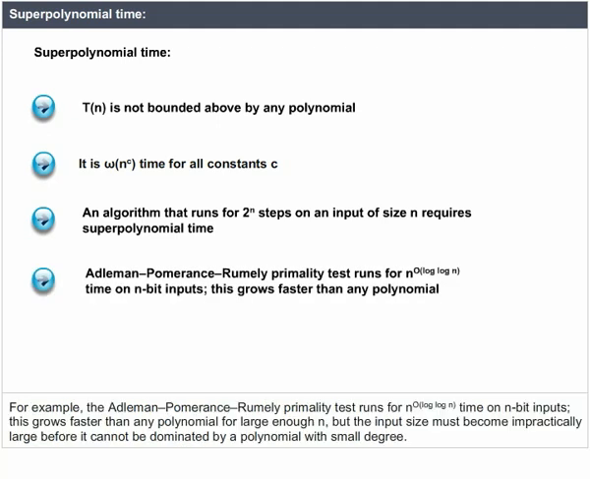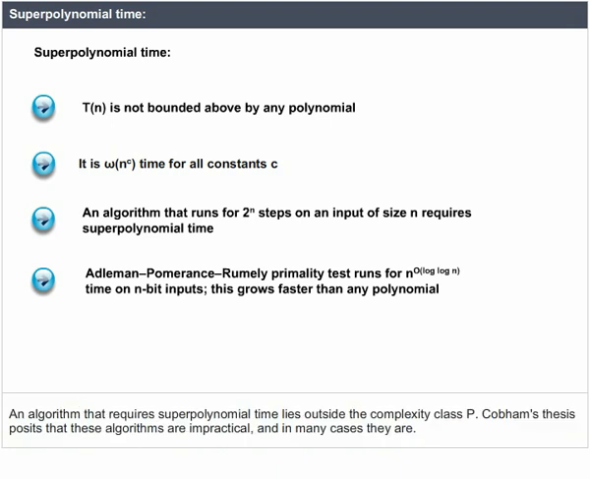For example, the Adleman-Pomerance-Rumely primality test runs for n to the power of O(log n) time on n-bit inputs. This grows faster than any polynomial for large enough n, but the input size must become impractically large before it cannot be dominated by a polynomial with small degree. An algorithm that requires superpolynomial time lies outside the complexity class P.